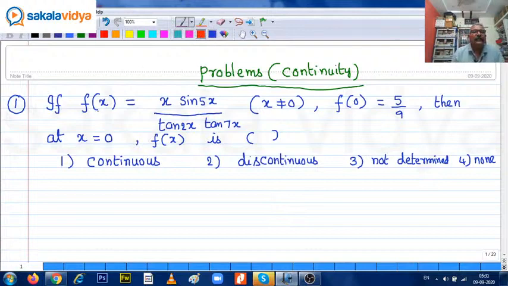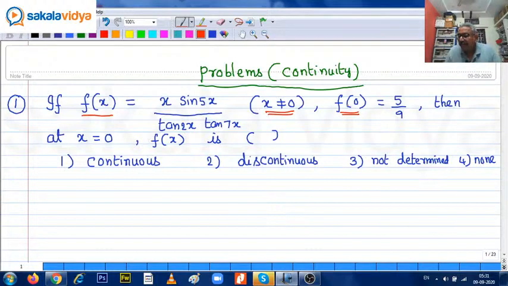See, f of x equals x sine 5x upon tan 2x tan 7x, x does not equal 0. F of 0 is equal to 5 by 9. So that means now we need to check the limit as x tends to 0 of x sine 5x by tan 2x tan 7x. Then we need to compare with f of 0. If it is equal to f of 0, then it is continuous, otherwise it is discontinuous.